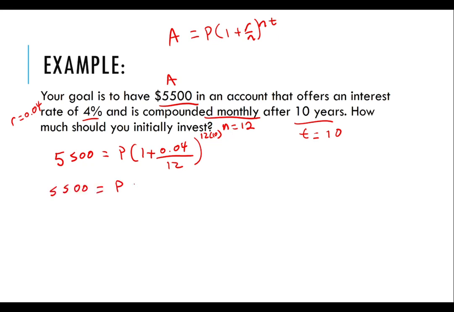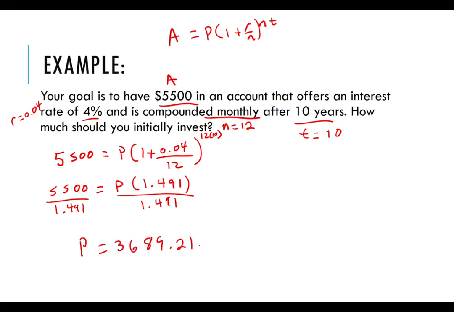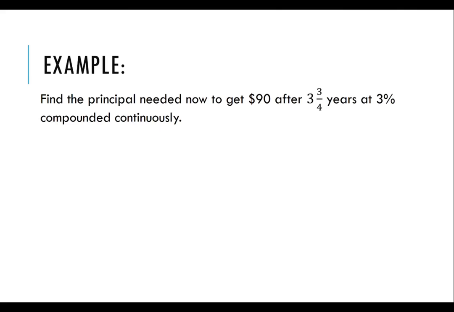I get that this is P times approximately 1.491. You need to round to at least 2 decimal places, otherwise your calculations are going to be off. So then we just need to solve for P, so I'm going to divide 5,500 by that number. Then I get that P is equal to $3,689.21.